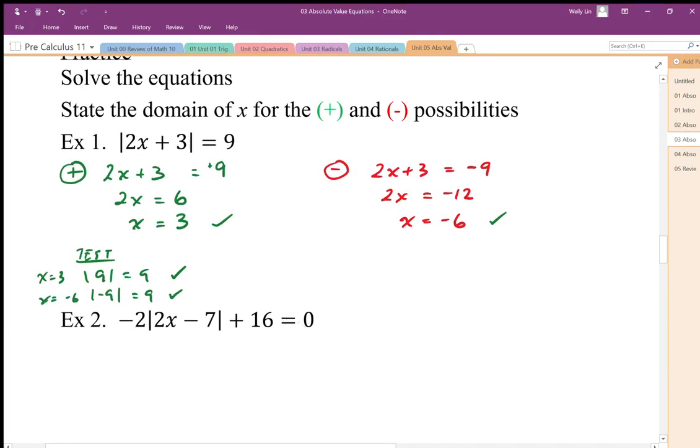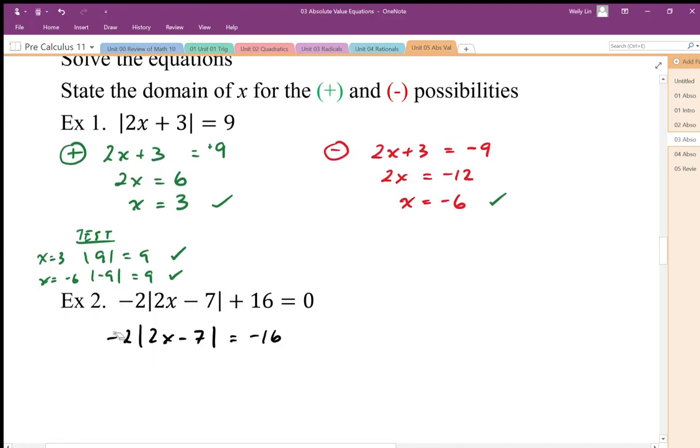Here we'll do the same thing. Before we consider the positive and negative possibilities, we should solve for the absolute value, so I'm going to do that first. I'm going to subtract 16 from both sides. Do not multiply the 2 into the brackets, especially if it's negative. If it's positive, it actually makes no difference, but we'll get out of that habit. We're going to solve from outside in. So instead of getting rid of the 2 by distribution, we're going to get rid of it by dividing by negative 2.